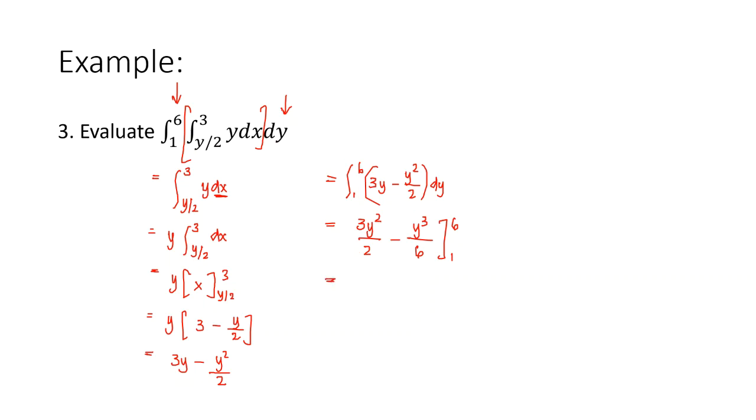Subtracting the upper limit by the lower limit, we have 3 times 6 squared over 2 minus 6 cubed over 6, subtracted by the lower limit, 3 times 1 squared over 2 minus 1 cubed over 6.